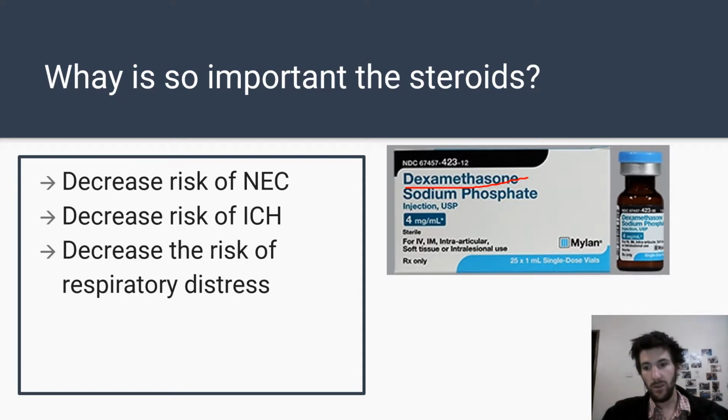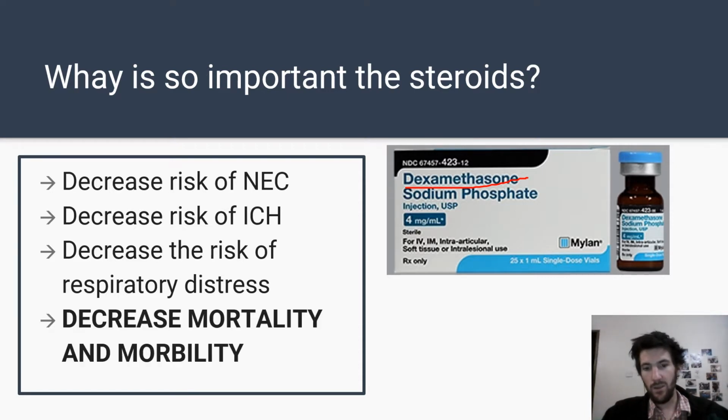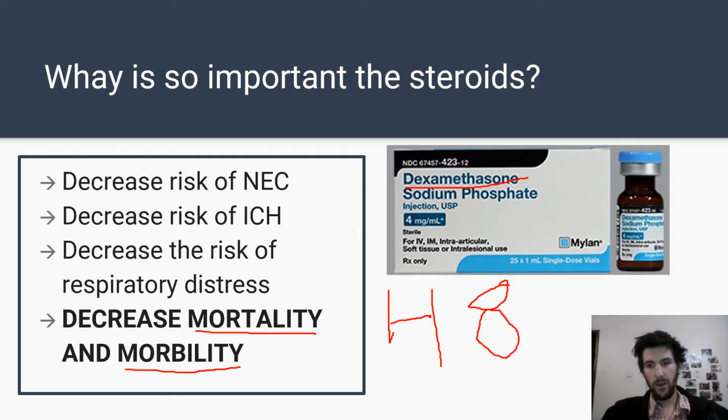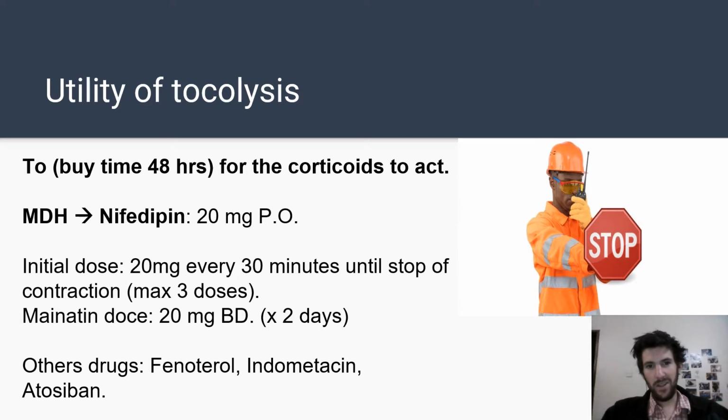And the summary of this, and the most important outcome, is that it decreases the mortality and the morbidity of our babies. And this is not a small effect, it's a very huge effect. There is a considerable change between a baby that has been given corticoids and a baby that doesn't receive corticoids. So that is the importance here. But this must be during the 48 hours that I told you. If we give it for only 6 hours, it doesn't have this effect. That's why we also need to do the tocolysis.